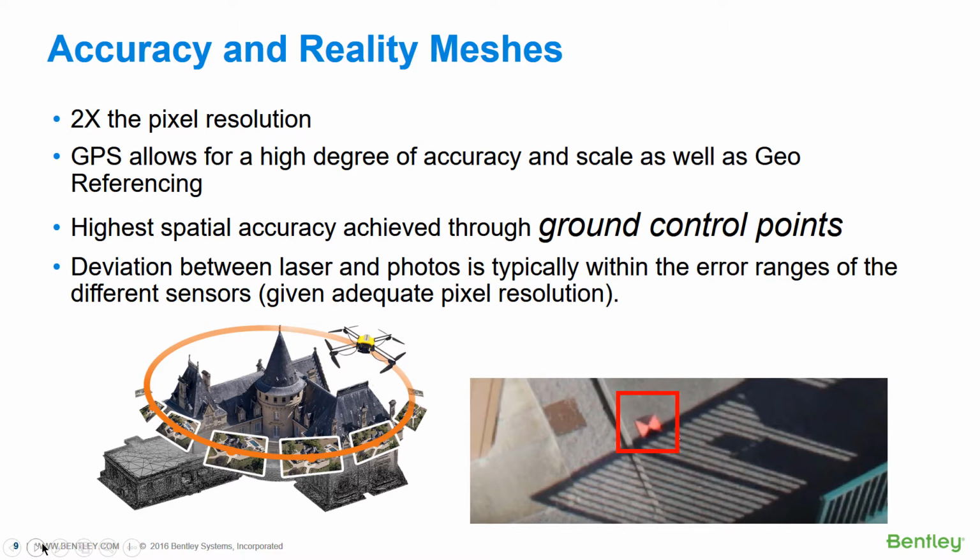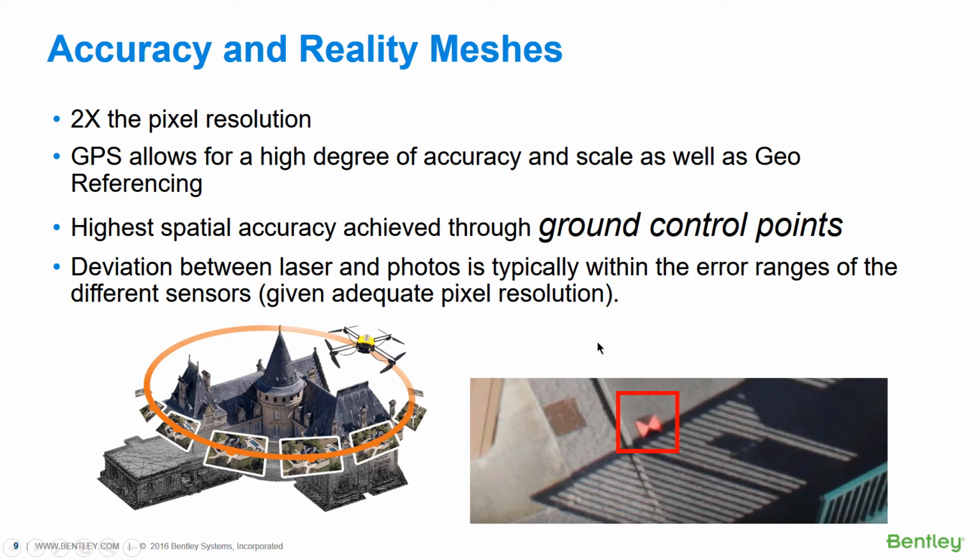So if you use GPS, you can get a lot better accuracy. You get better scale control as well as georeferencing. The best way to get the best spatial accuracy is through the use of a ground control point. And you can sort of see one of these here. Might be something like this.